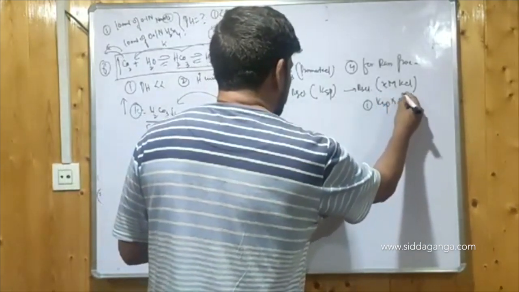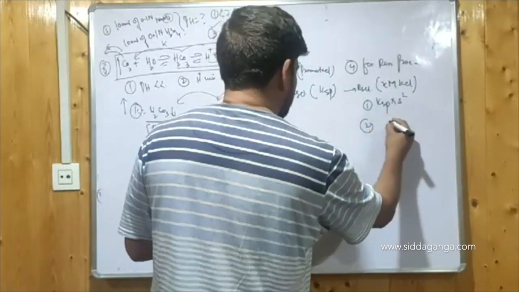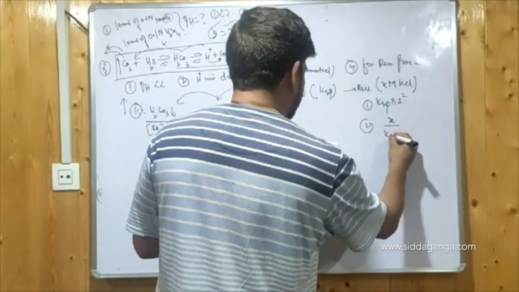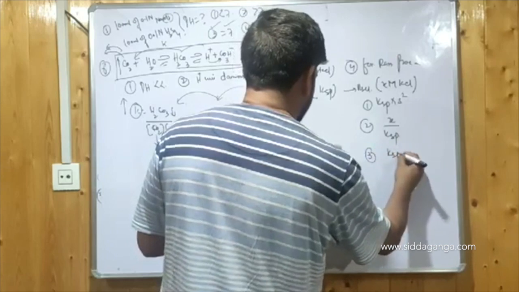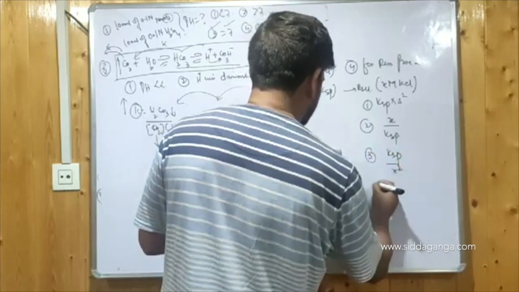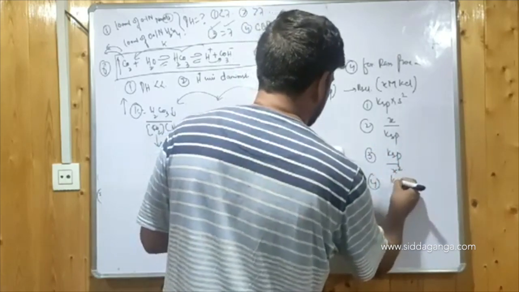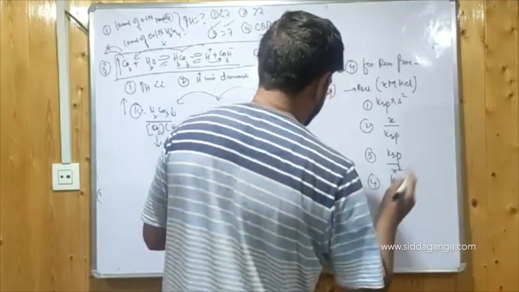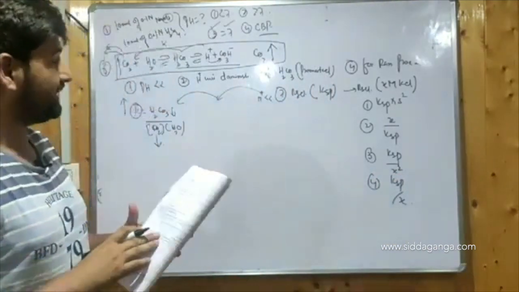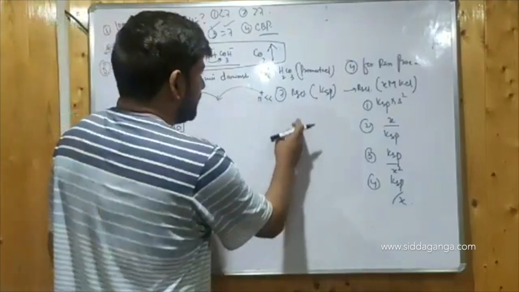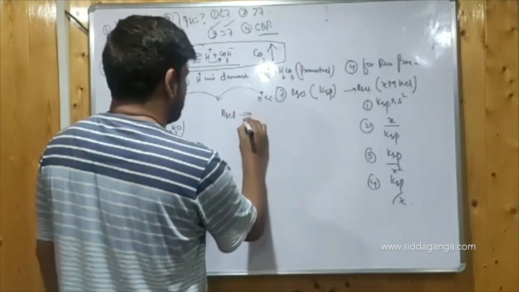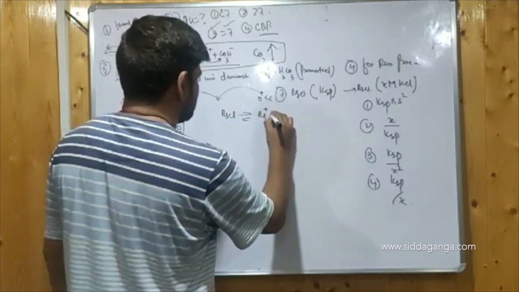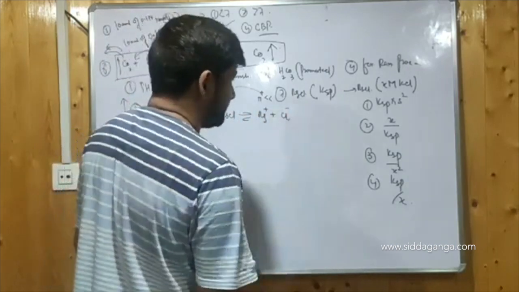Option 1 is Ksp into S square. Option 2 is X by Ksp. Option 3 is Ksp by X square. And option 4 is Ksp by X. This is a question which is asking us, right? Let us see. So when AgCl breaks, what does it give you? It will give you Ag plus and Cl minus, right?